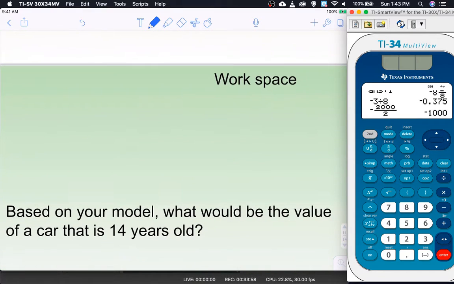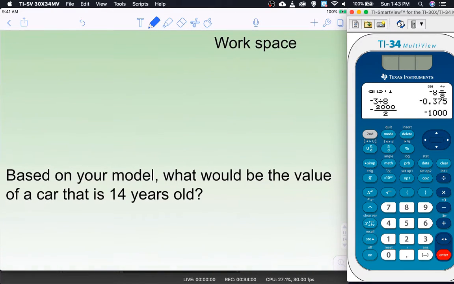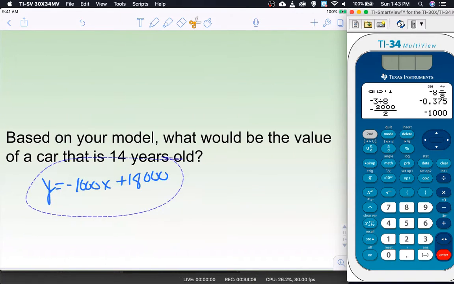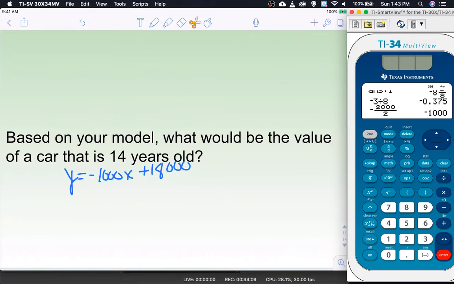Didn't even need the workspace so far. Based on your model, what would be the value of a car that is 14 years old? Okay, well, that's actually going to be very easy now. I want you to try that right now, though. We did a lot of the other ones like this together, but we didn't try one like this by yourself. So if you could, please, figure out the value of a car that is 14 years old.